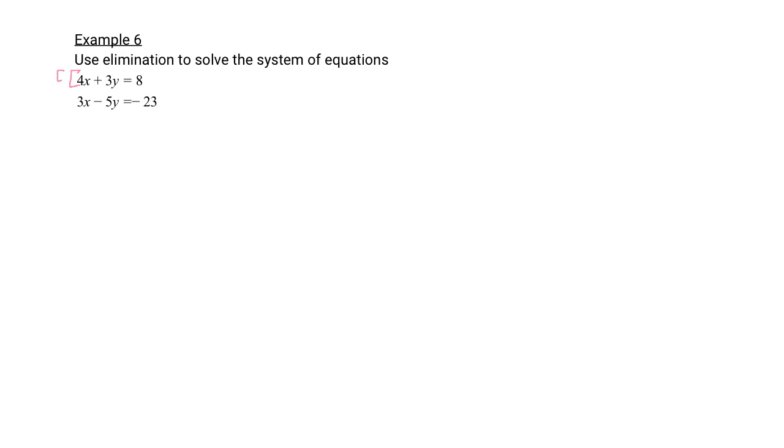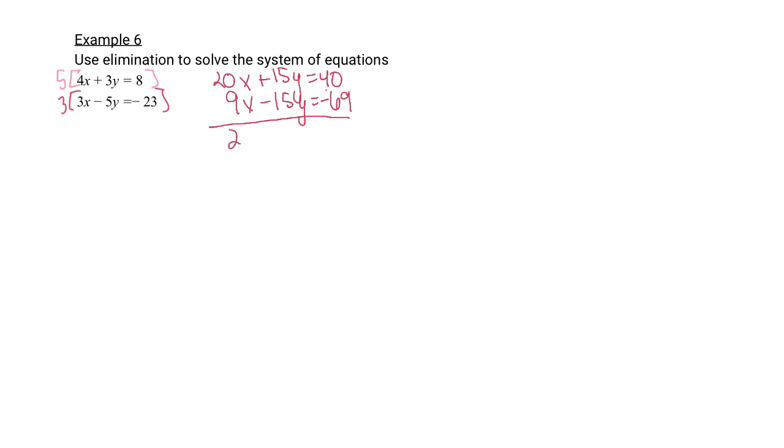So I'm going to multiply this first equation by 5. My y's will be 15. And I'm going to multiply the second equation by 3. And my y's will be -15. So I'll have +15 here on top and -15 on the bottom, which is exactly what I want. So this turns into 20x plus 15y is 40. And 9x minus 15y is -69.